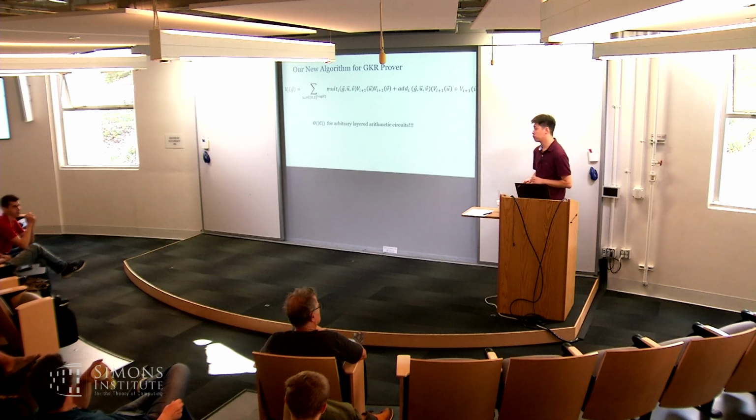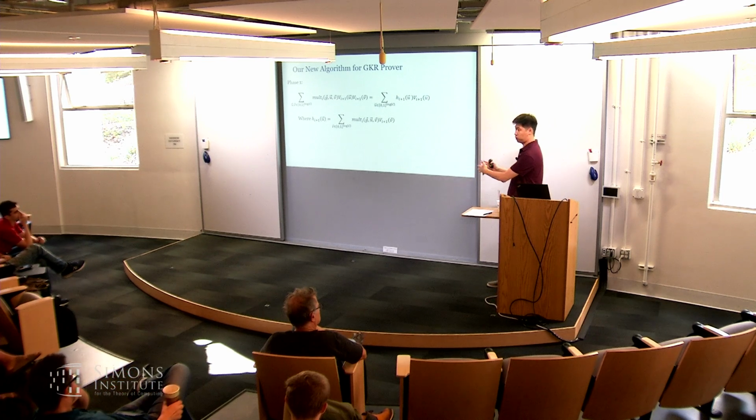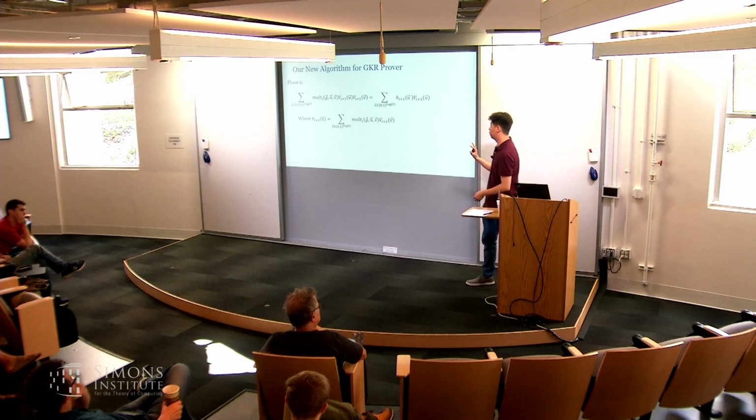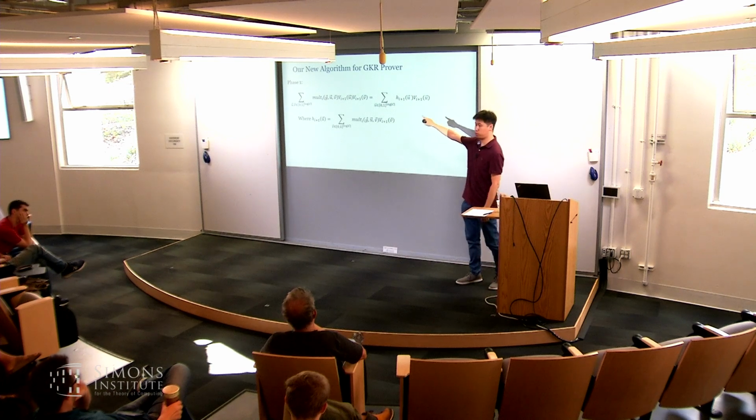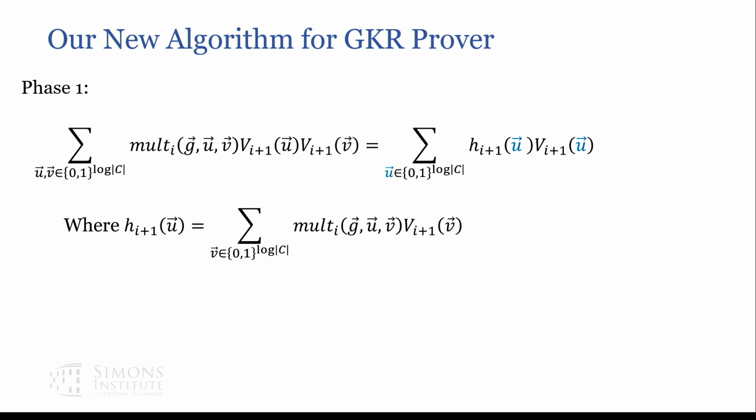Very nice. Thank you. So the way is to decompose this whole sum check into two phases. For simplicity, let's focus on the part with mult, because the add part is a similar case and you can just do the same trick. Okay. So this sum can be decomposed into two phases.